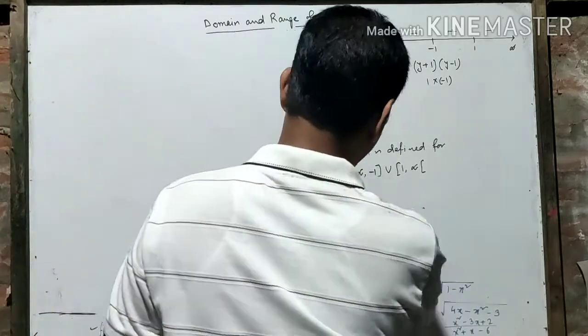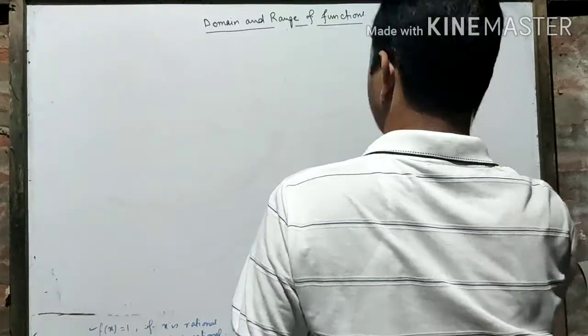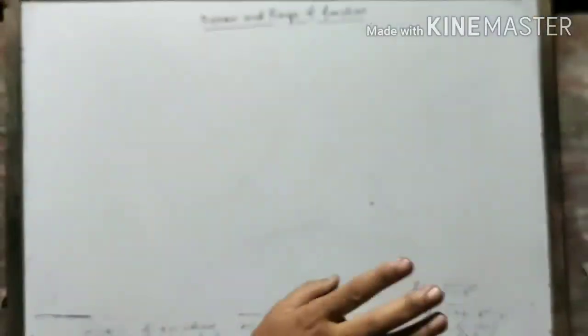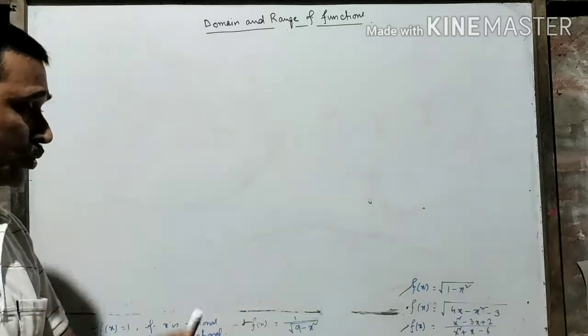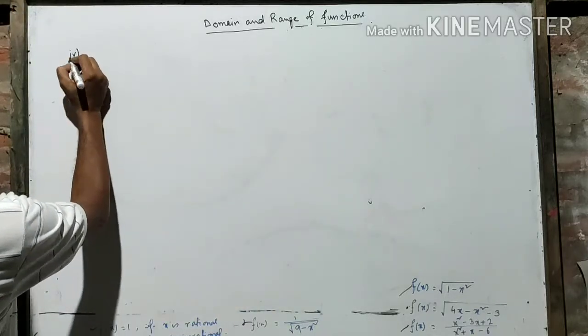Now let us solve one more example. You will learn different things from different examples, so go through all the examples. Our next example is, perhaps it is number 4.